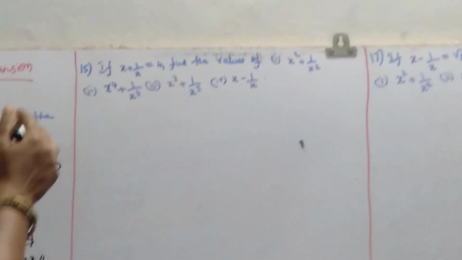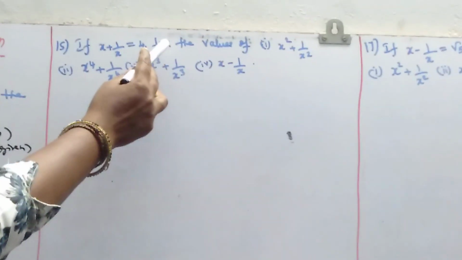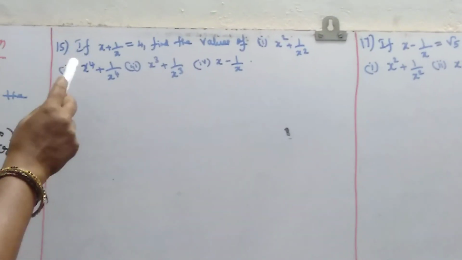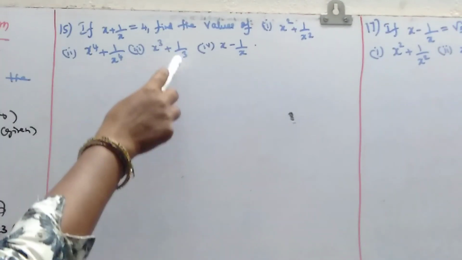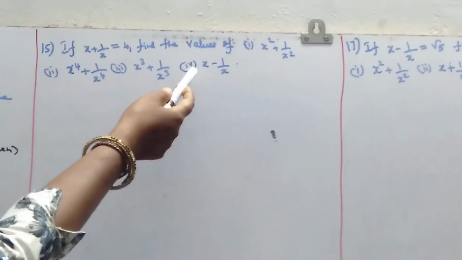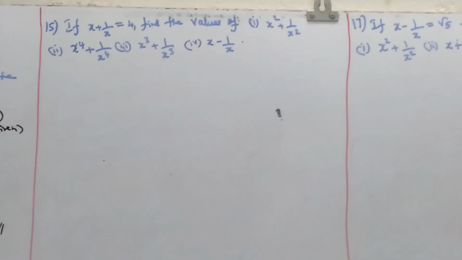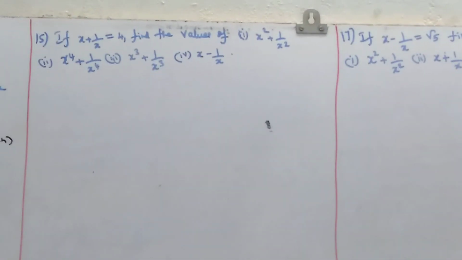The next question is question number 15. If x plus 1 by x equals 4, we have to find the value of x squared plus 1 by x squared, then second subdivision x power 4 plus 1 by x power 4, then third subdivision x cube plus 1 by x cube, then the fourth subdivision x minus 1 by x, right? So a lot of subdivisions, but the concept is only one thing, only one term given, we are supposed to find the solution for all this.